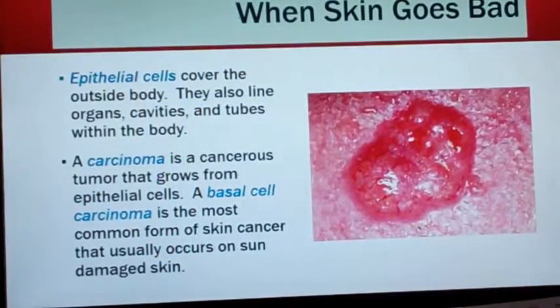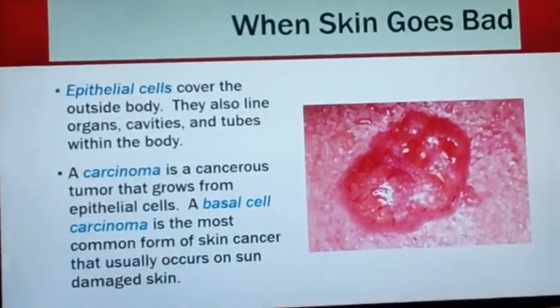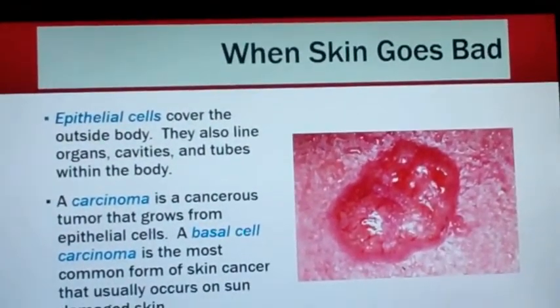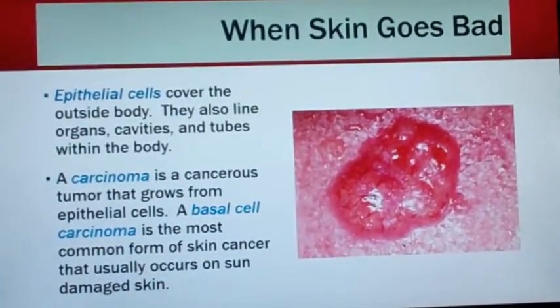When skin goes bad. Excuse me, folks. Okay.